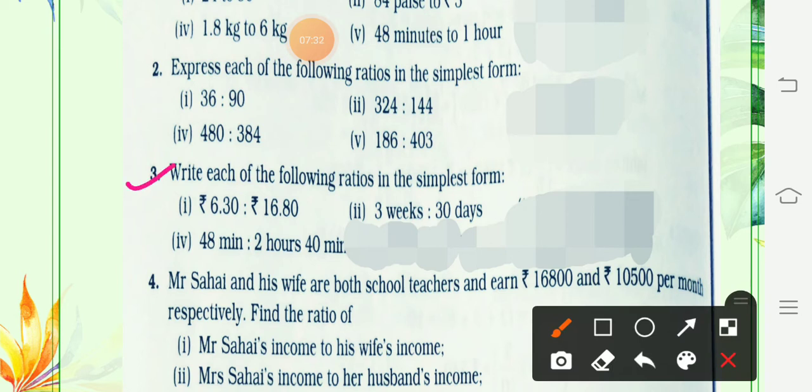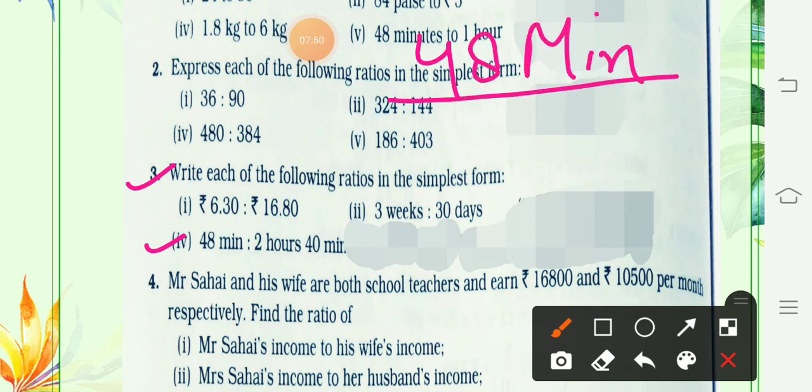I'm taking here the fourth option, 48 minutes ratio 2 hours 40 minutes. So students, convert into the same unit first of all. So watch it here, 48 minutes is up, and downside 2 hours 40 minutes. As we know, 60 minutes make 1 hour. So 2 hours will be equal to 120 minutes.